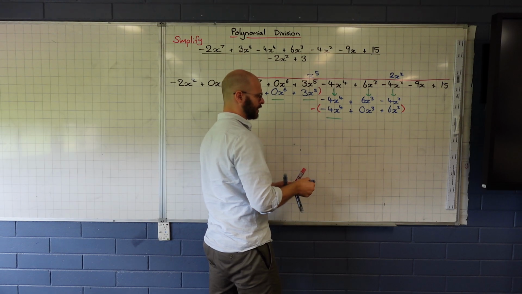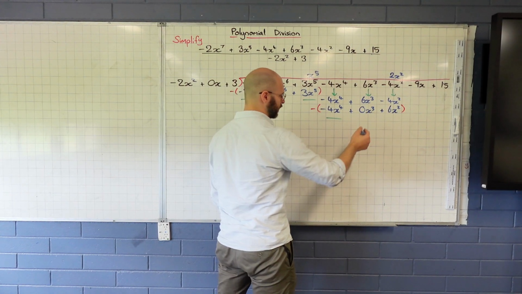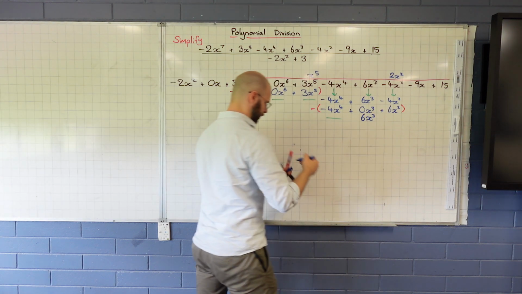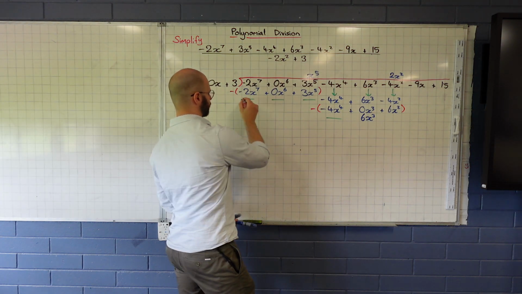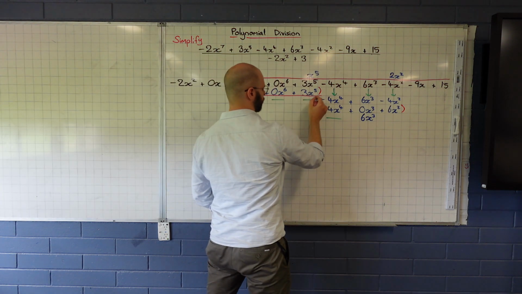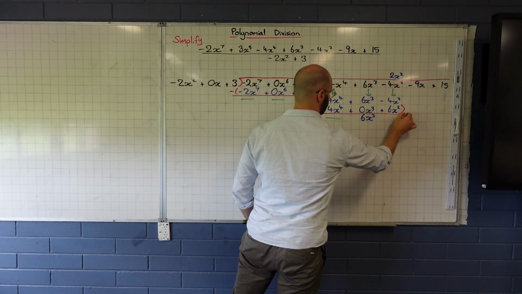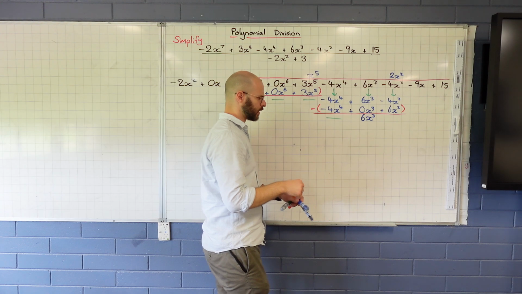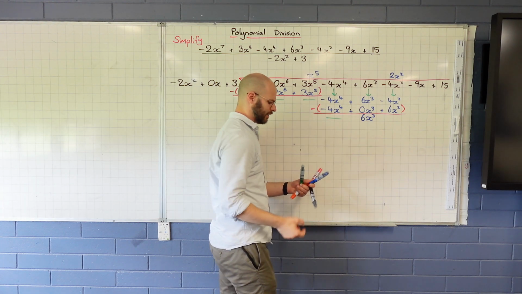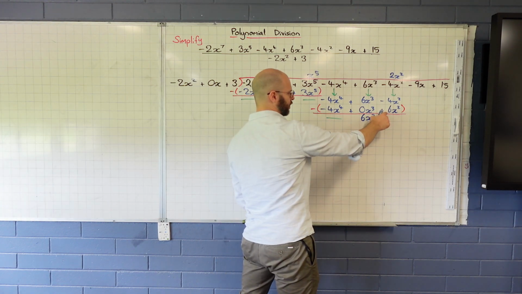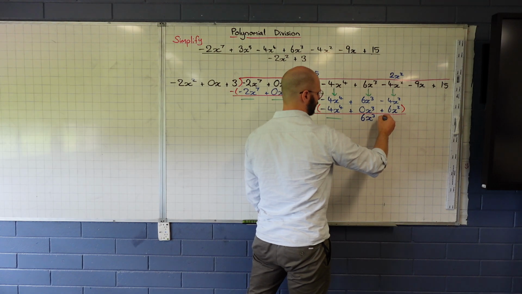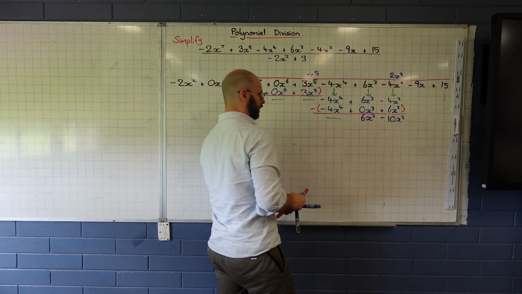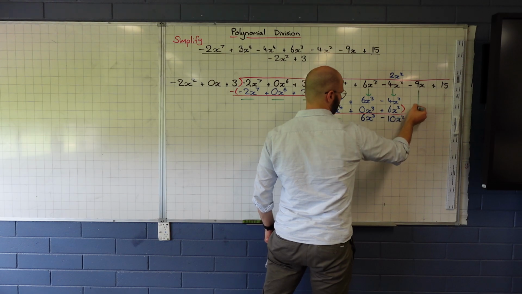6x cubed, take away 0x cubed. Do we see why we need to have this in here, boys? We see why the 0 is important. You're going to get situations where you've got to add. And then this guy over here is going to be minus 10x squared. Okay, we need 3 terms. Bring down the 9x.